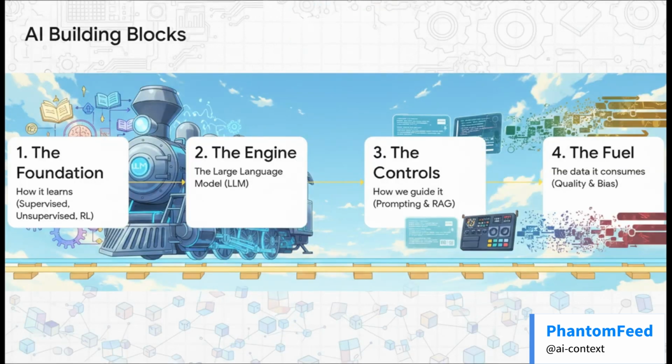So let's do a quick recap of our AI building blocks. It all starts with the foundation, how the machine learns. That foundation is used to create the engine, our powerful LLM. Then we use the controls, like prompting and RAG, to steer that engine. And the whole system runs on fuel, the data, where quality and bias mean absolutely everything.